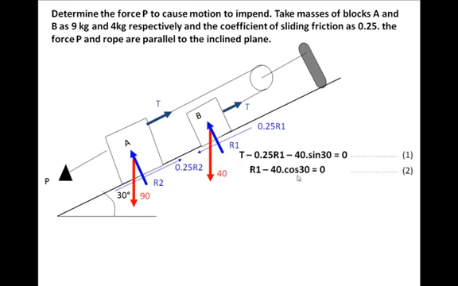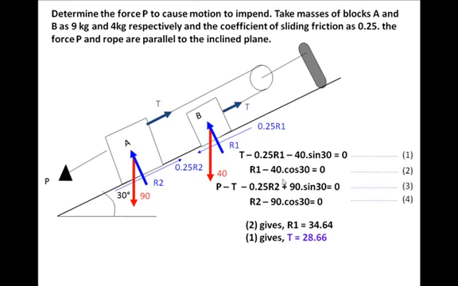Sigma Fy equal to 0 is simple: R1 minus 40 cos 30 is 0. And similarly, we write for this, P minus T. P is positive and T is negative because now motion is in the direction of P for block A. Minus 0.25 R2 plus this 90 sin 30. That is the component of 90 along the plane. And then R2 minus 90 cos 30 is 0. These four equations we need to solve.